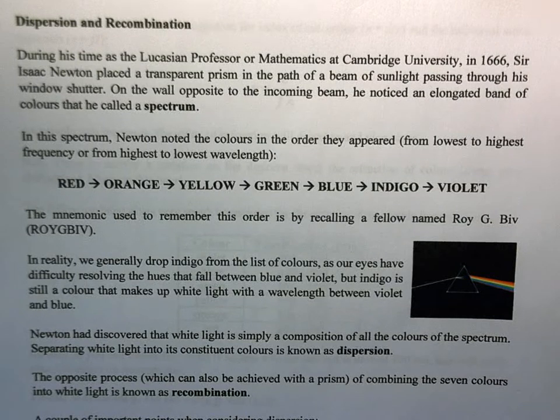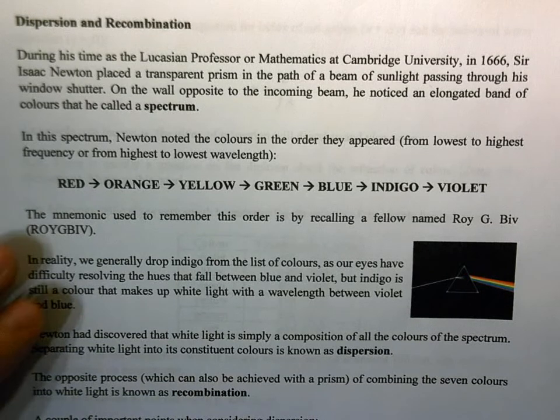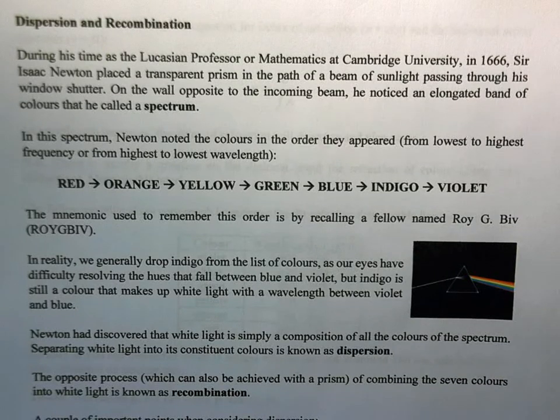Newton noticed that this spectrum always appeared in a specific order. The way we are going to order it to remember it is from lowest to highest frequency, or as you'll see later, that's also the same as from lowest to highest energy. We know that frequency and wavelength have an inverse relationship, so we could also say they're ordered from highest to lowest wavelength. The order that Newton noticed was red, orange, yellow, green, blue, indigo, and violet.